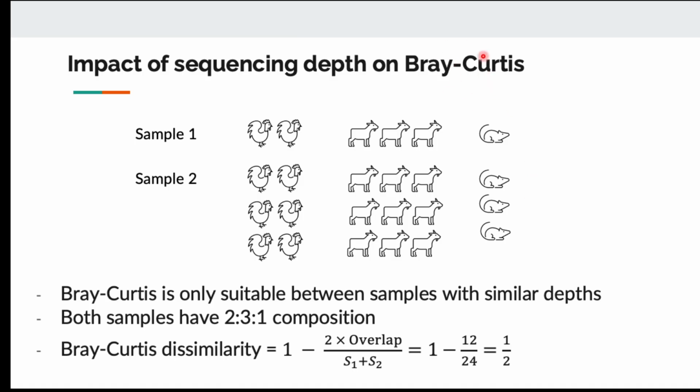But with Bray-Curtis, you are going to see this being very different because you cannot account for the difference in sequencing depth. So this is one limitation of Bray-Curtis dissimilarity. Whenever you use this, or whenever you see anyone using this, always check if they can have this problem of sequencing depth being higher and lower across samples.